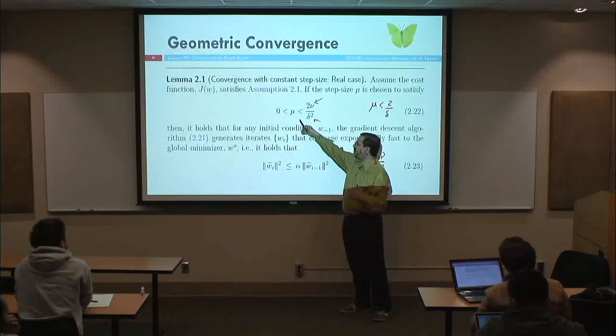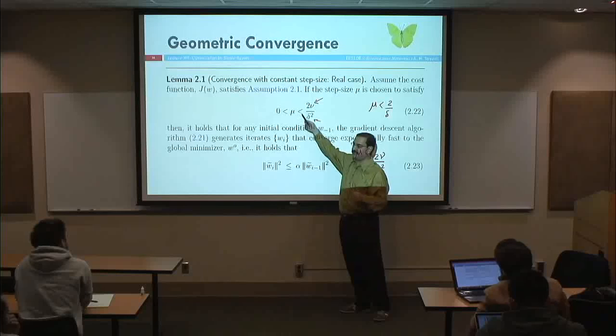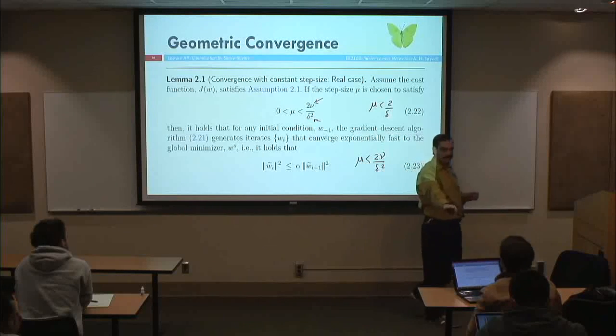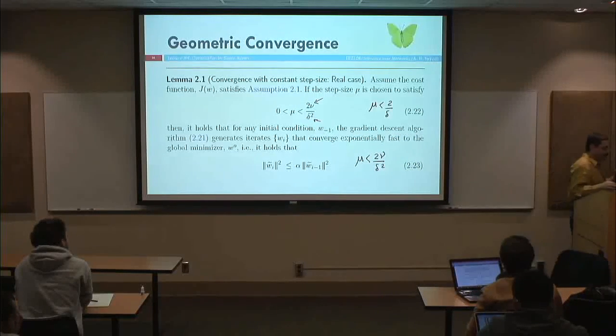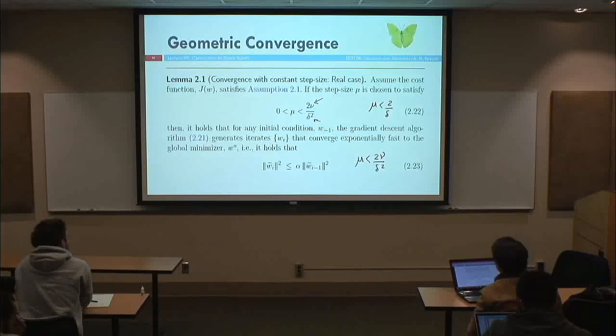For our purposes, as you are going to see, all we really care about is that a small enough mu exists that makes the algorithm converge. And if that happens, it will converge at an exponential rate.